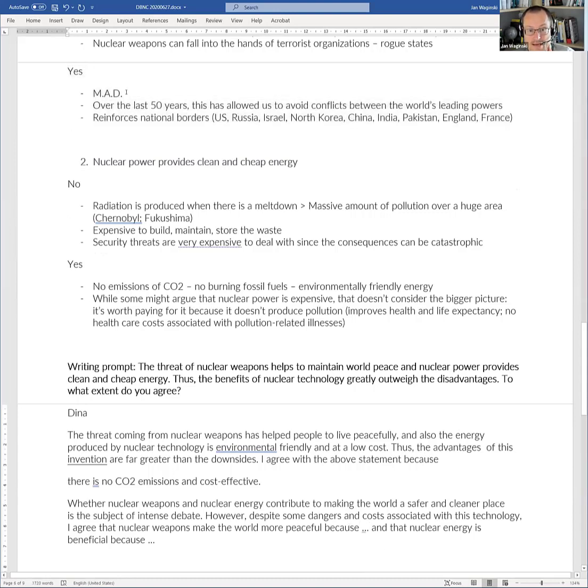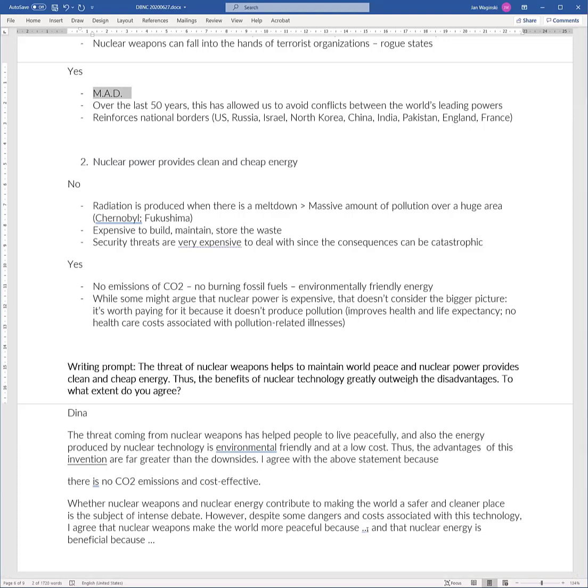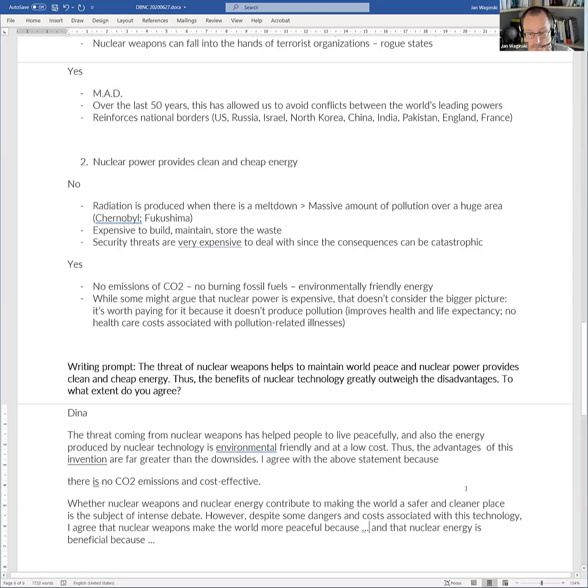What's MAD in a nutshell? Mutually assured destruction. Because we can agree both countries not to fight. Both have nuclear weapons, so we're going to lose no matter what. Right. So I'm going to summarize this as because they make war far too dangerous.